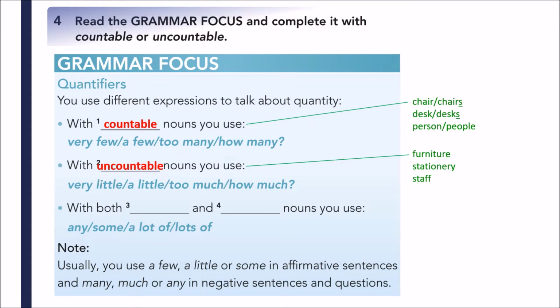And finally, there are some quantifiers that we can use for both countable and uncountable nouns. And for these quantifiers that can be applied to both, there's a trick to choosing which ones to use. A few, a little, and some are used when we are saying yes to something. For example, I have some money. For many, much, and any, we use them more in negative sentences or questions. For example, I haven't any money, or I don't have any money.